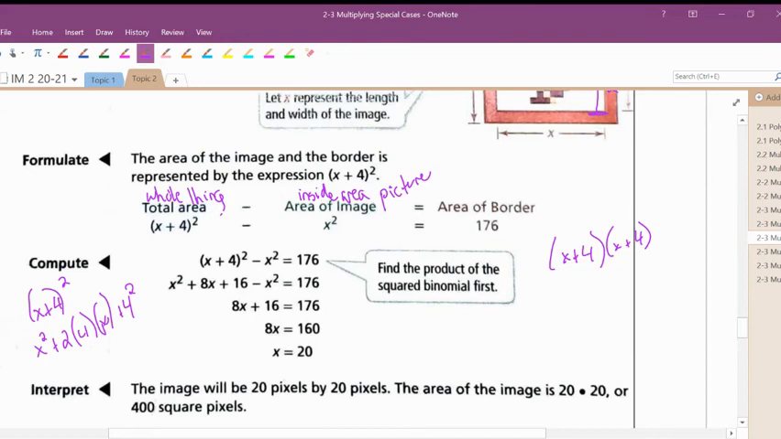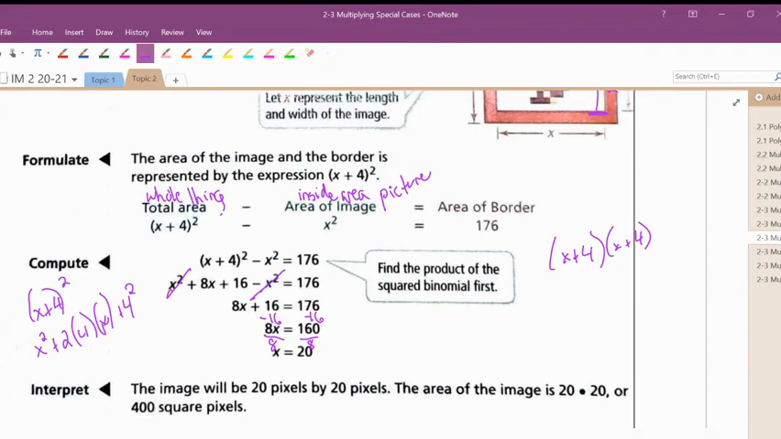Well, we combine like terms. X squared and negative x squared cancel out. All we have left is 8x plus 16 equals 176. Of course, we subtract 16. And then we divide by 8. So x equals 20.